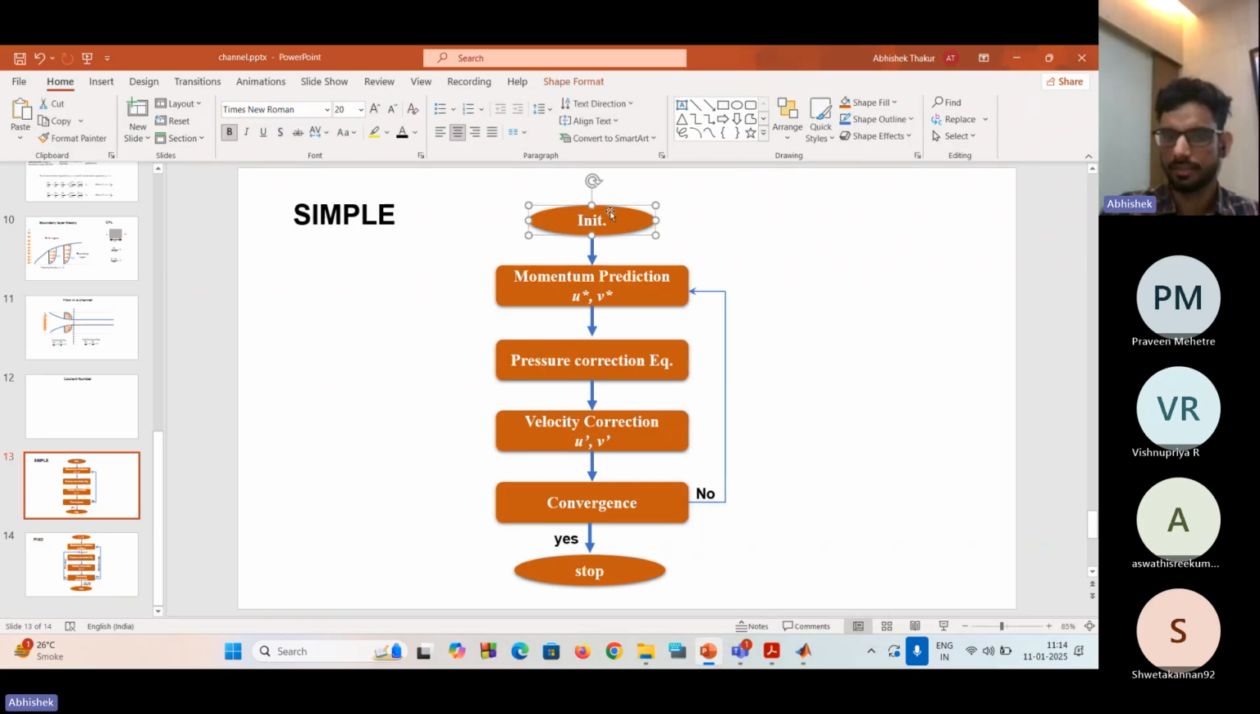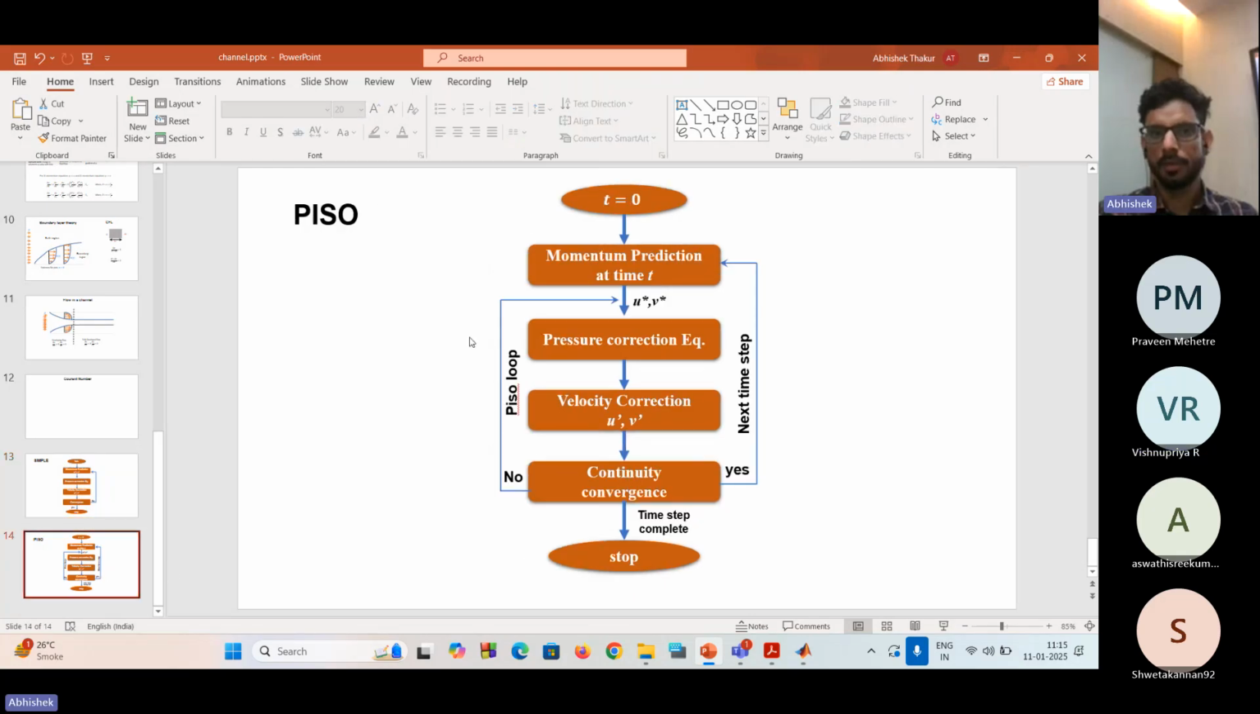So first is initialization. Then we solve the momentum equation, U V. Then we solve the pressure, and then we see if the velocity that we have got is correct or not, and then we try to find the convergence. Convergence is basically continuity or UVP, are they converged or not? Are they under tolerance level or not? If they are converged, the simulation will stop. If they are not converged, it will again go to the momentum equation and repeat this, and it will keep going in circles till we get convergence. Vishnu, is that clear? Yeah, got it.